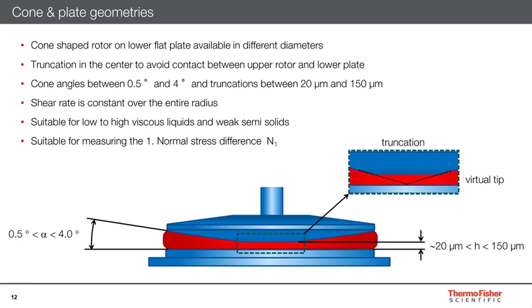Cone and plate geometries also deliver correct results for the first normal stress difference in rotational tests. The first normal stress difference is a measure for the elasticity of a material.